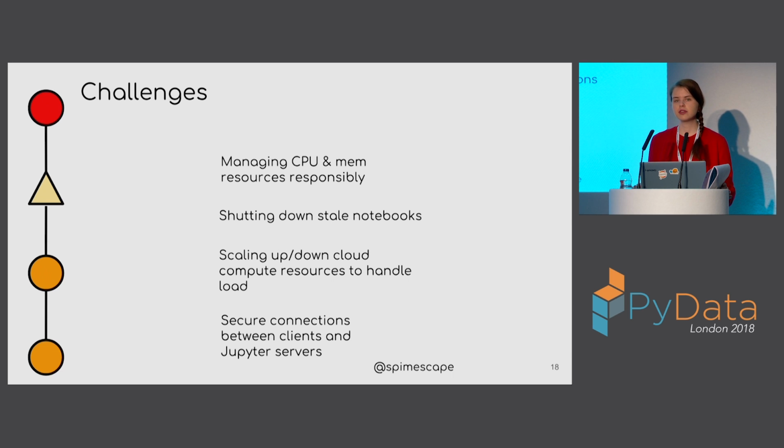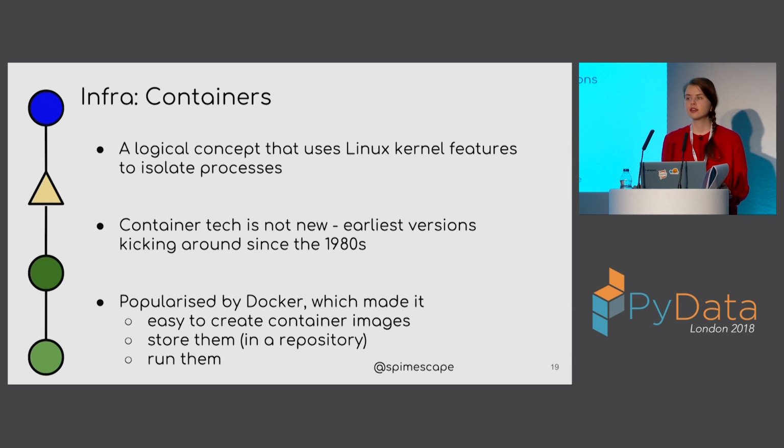So let's look at some recent developments in the infrastructure space that enable us to manage these challenges. The first challenge that we had was making sure that each Jupyter server process is isolated and doesn't use more memory or compute capacity than we allocate to it. In recent years, a development that has made this possible is containerization. A container is a logical concept that uses operating system features to isolate processes from one another and to make sure that they don't use more compute capacity than is allocated to them.